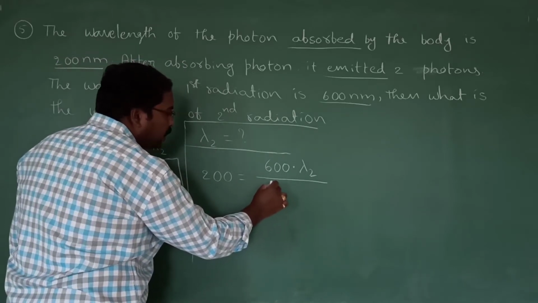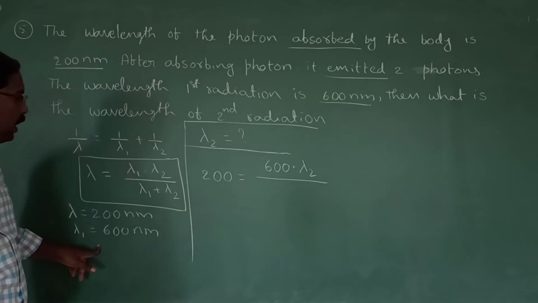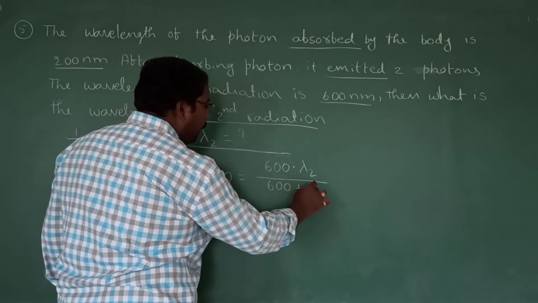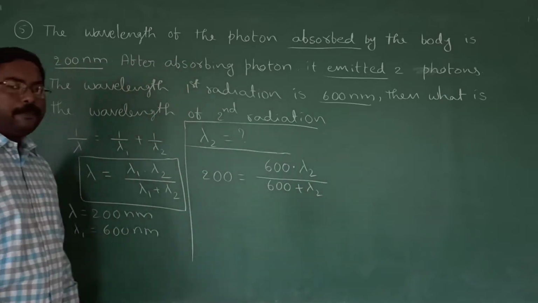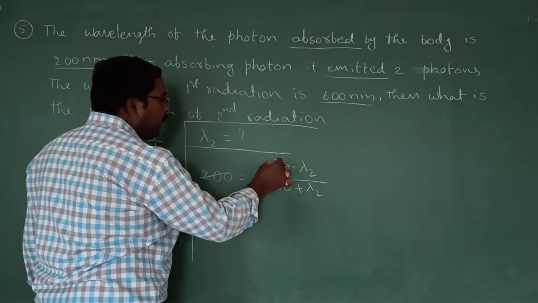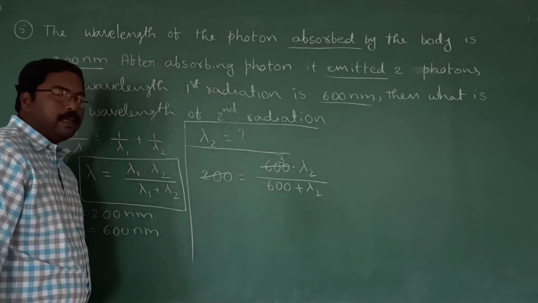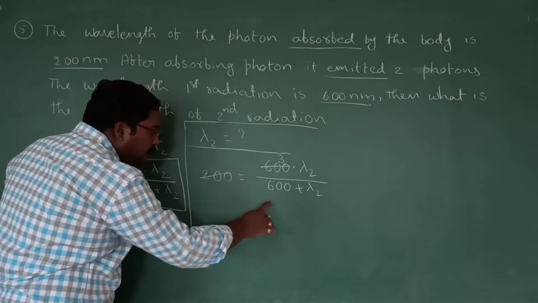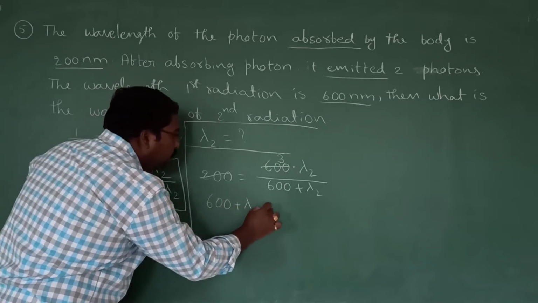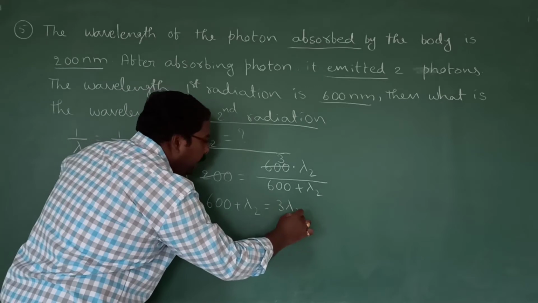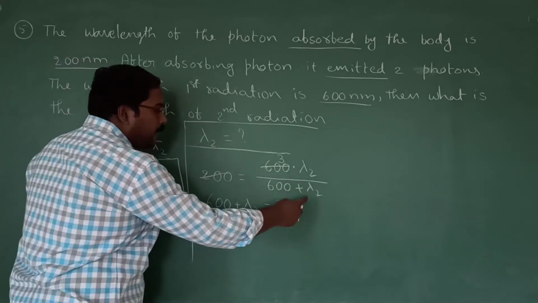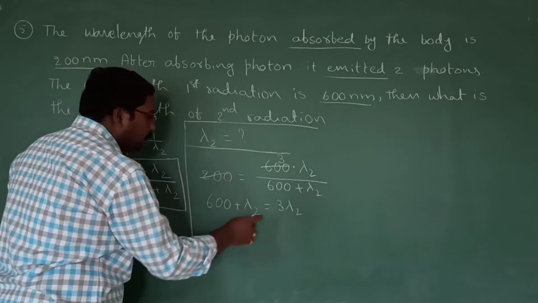lambda 1 plus lambda 2. Lambda 1, how much? We got the lambda 1 value as 600, plus lambda 2. Okay, now we know 200 will be cancelled here, 3 times, right? Now let us bring this term to this side. So 600 plus lambda 2 is nothing but 3 lambda 2. When lambda 2 we have taken to that side, it will become how much?